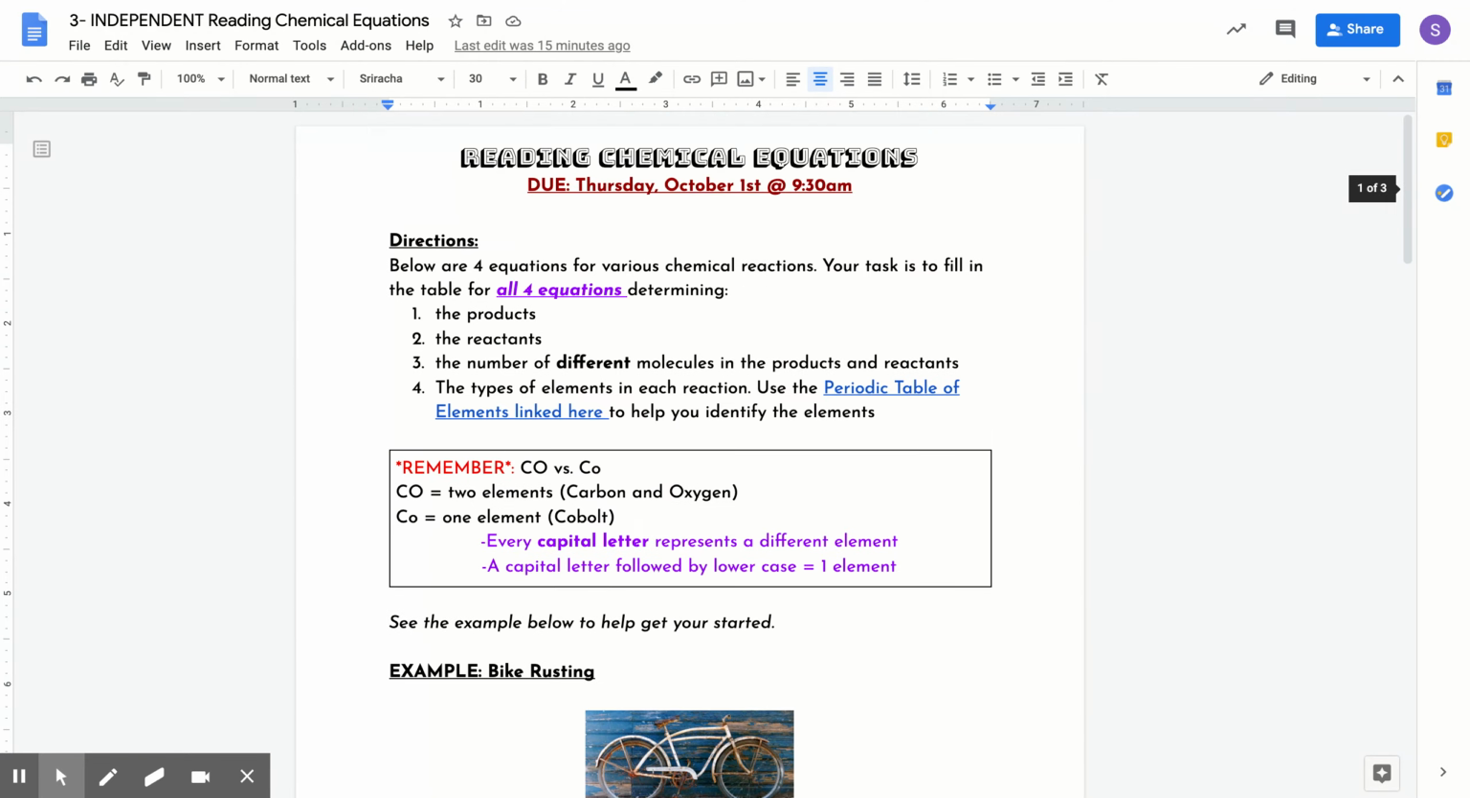And at the top here, as a reminder, when there's 2 uppercase letters or 3 uppercase letters, or if there's uppercase letters next to each other, that always signifies a different element. So every capital letter signifies a different element. If you have a capital letter followed by a lowercase letter, that's 1 element. For instance, right here, big C, little o is cobalt. Big C, big O is 2 elements. It's carbon and oxygen.